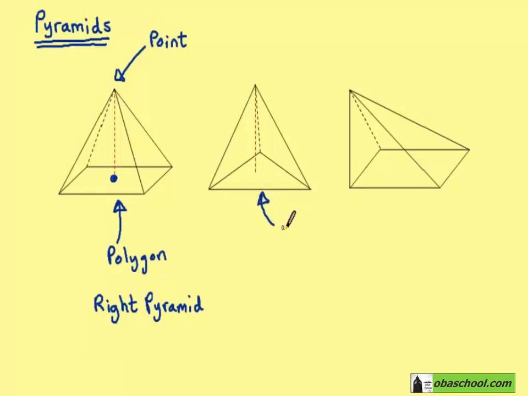This is another type of pyramid. We can see here that the base is a triangle. This is known as a triangular based pyramid. Triangular based pyramids have a special name. They're known as tetrahedrons.